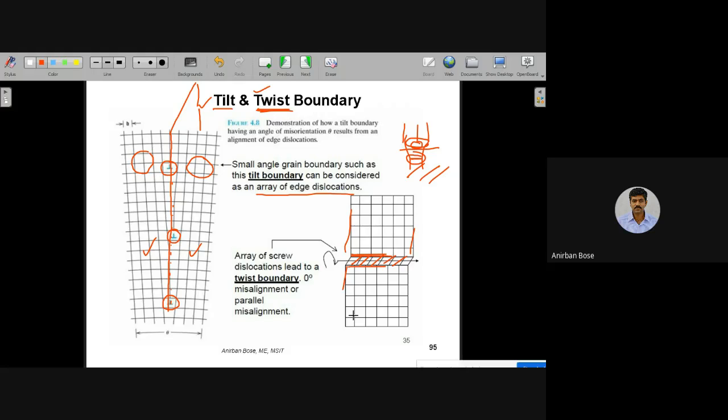So this kind of a difference, but it can be some angle also because of the series of screw dislocations. What you have to remember is that the tilt and twist boundaries are the result of a series of either edge dislocations or screw dislocations, and they are low angle boundaries. Both of them are plane surface defects, not curved surface defects.